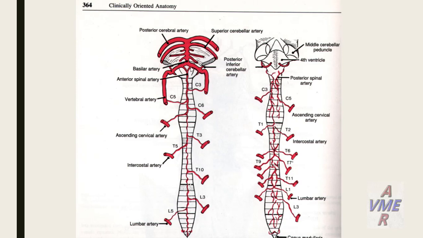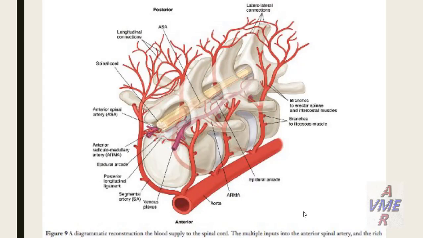Here we have the vertebral artery, the anterior spinal artery, and the intercostal and lumbar arteries and branches from the internal iliac. This is the connection of both vertebral arteries to give the basilar artery, which shares in the circle of Willis. This is the posterior spinal artery from the posterior side, the ascending cervical artery, some intercostal arteries, and lumbars. And this is a picture of the anterior spinal artery and some radicular arteries and how they make anastomosis to supply the spinal cord.